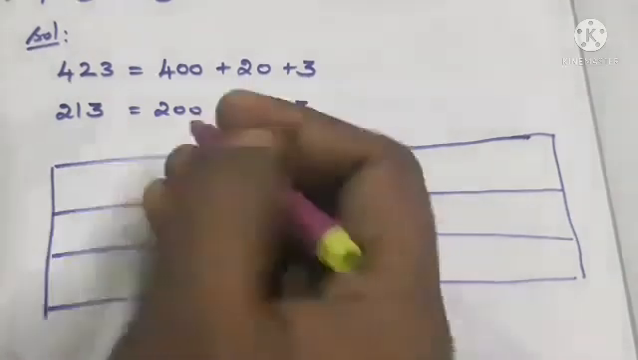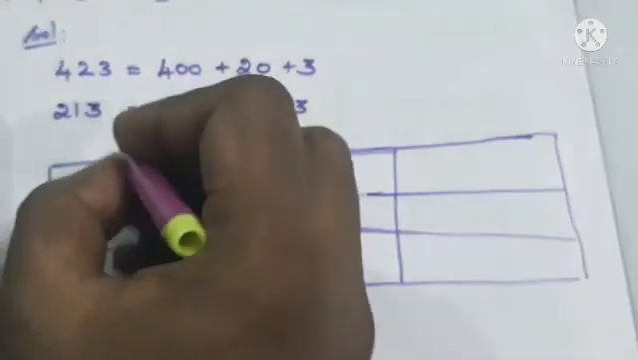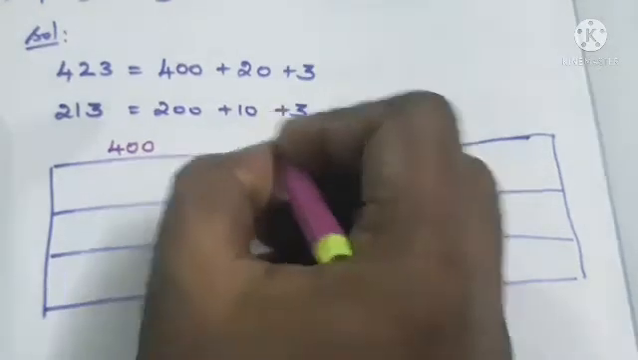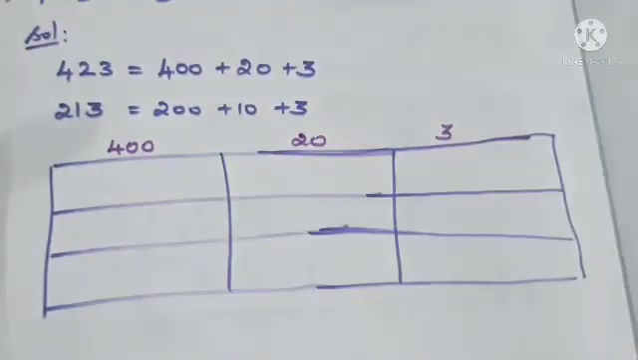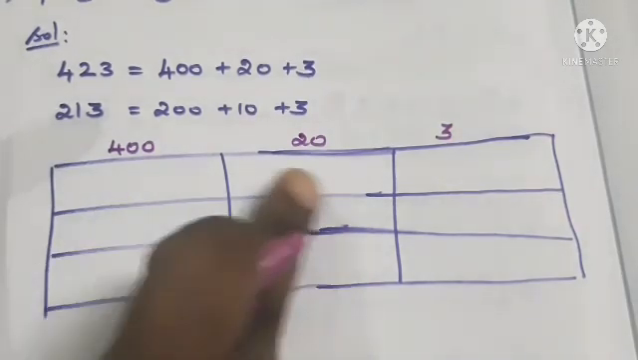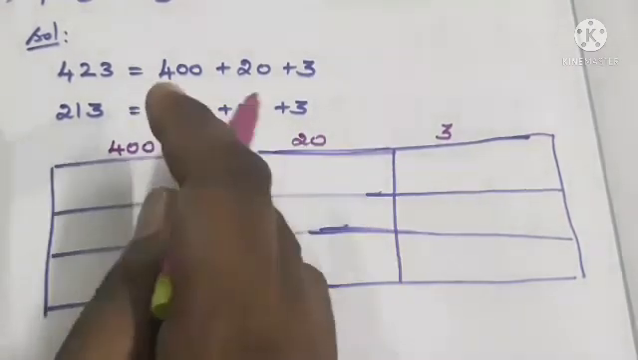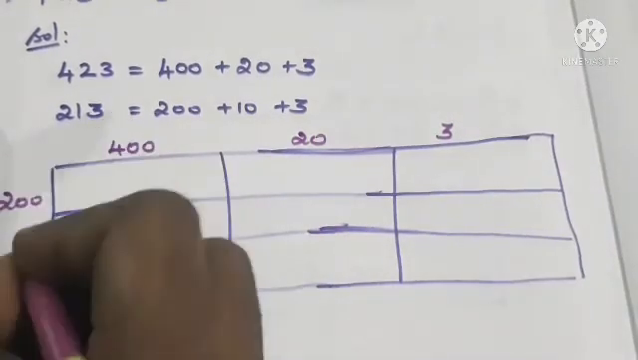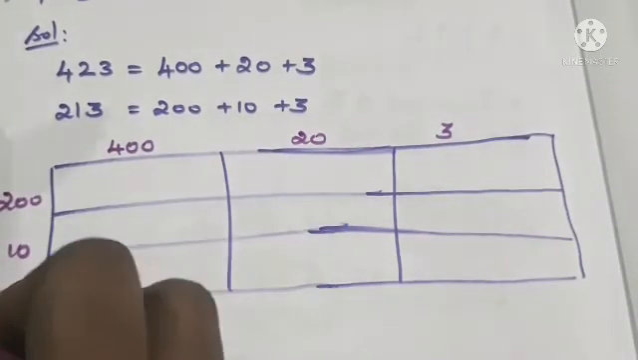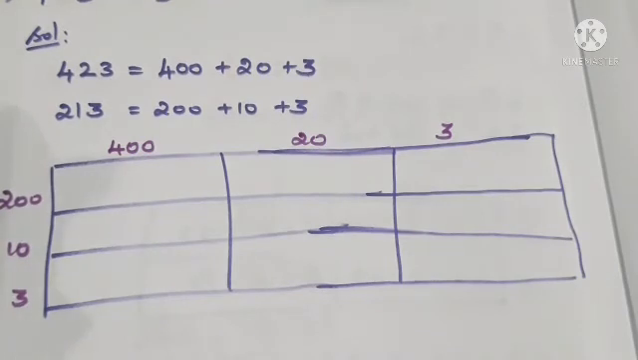Okay, so we can place the numbers. So first we have 400. Then in the next box we can write 20, and in the next box above we can write 3. So the first numbers we write to the top of the box, and the next values we write to the left side of the box. So 200 is the second number, and 10 and 3. Okay, next we can multiply the numbers.